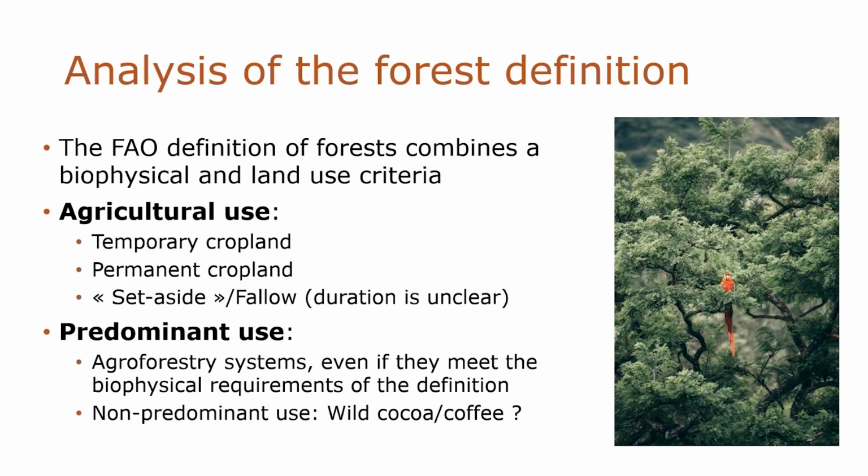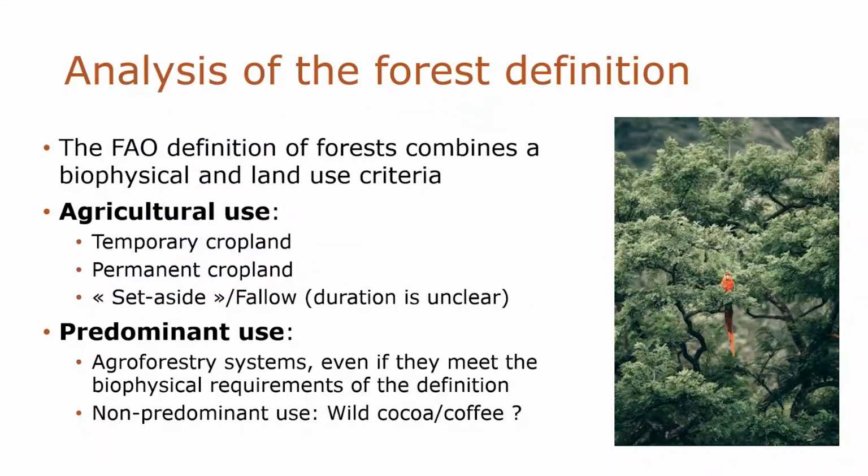10% is not a lot, and we'll see that in many countries where cocoa is produced, national definitions usually consider a canopy cover that is actually greater than 10%. So that might sometimes be a source of difference between international and national definitions. But it also combines a land use criterion.